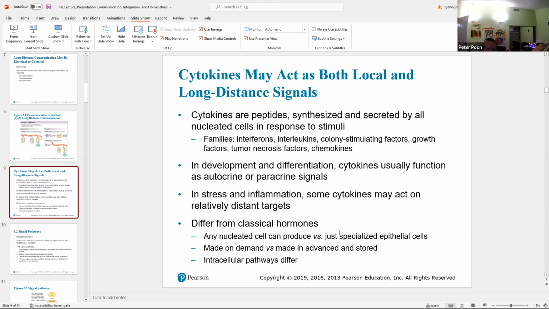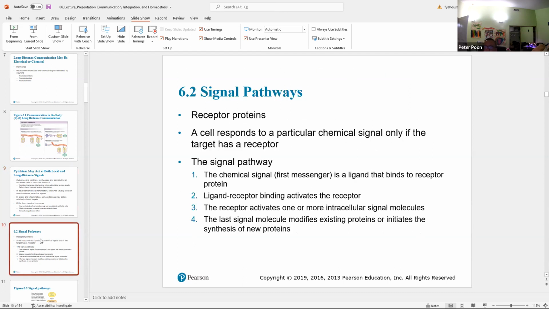They differ from classical hormones in that any nucleated cell can produce them, instead of just specialized epithelium. These signals are made on demand, and the pathways they signal through differ. So let's talk about what a signal is.